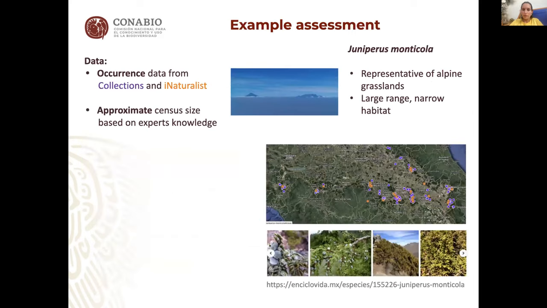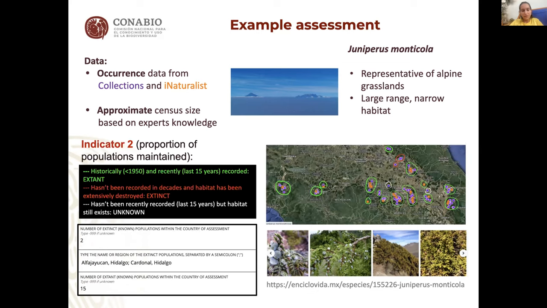As an example, I'm going to focus on Juniperus monticola. This is a shrub that grows at very high elevation in the mountains of central Mexico. For this species, we have occurrence data based on collections, which you can see in purple on the map, and also from citizen science records, which you can see in orange. We don't have good data on the census size of each of the populations, but we can ask local experts, which include botanists, naturalists, and local inhabitants of these places.